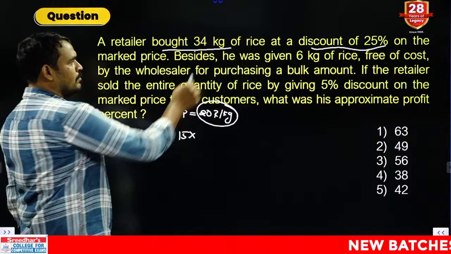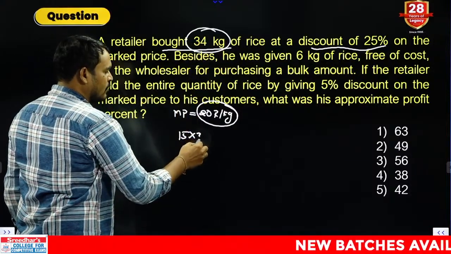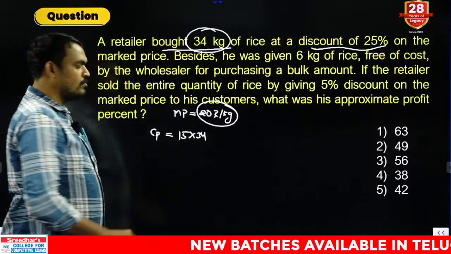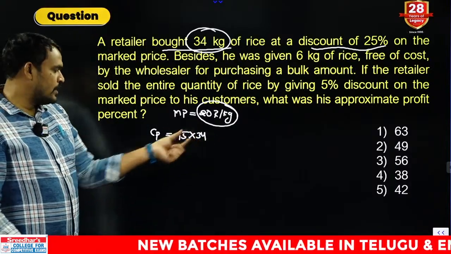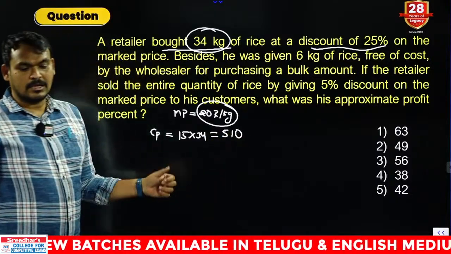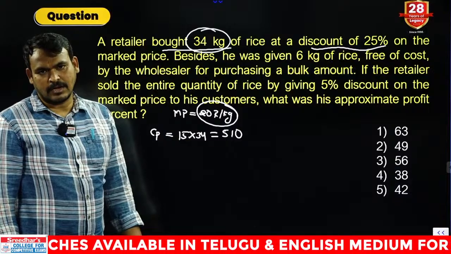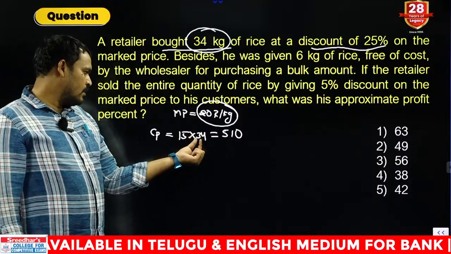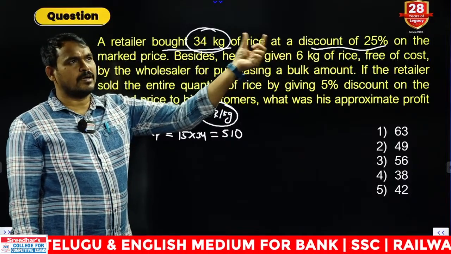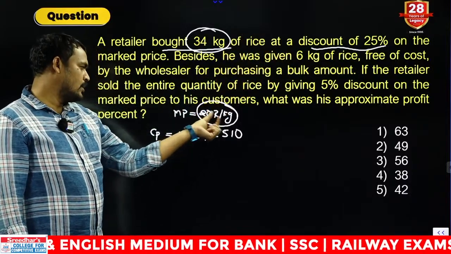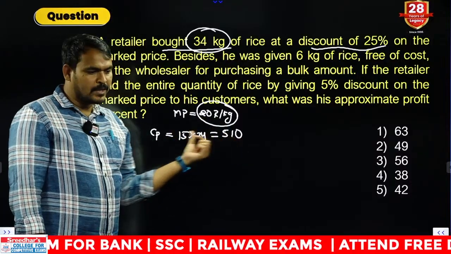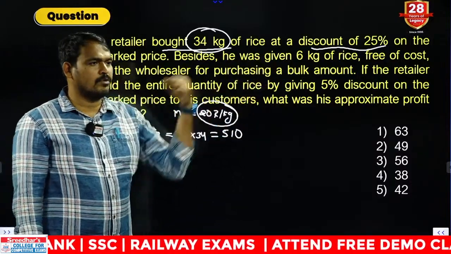15 rupees per kg, but he purchased how many kgs? 34. Then the cost price of 34 kgs is 15 into 34, which is 510. Is 510 the cost price value or selling price value? Cost price. The market price is 20 rupees, the 25% discount is 5 rupees, 20 minus 5 is 15, and 15 into 34 is 510. That is the cost price of the 34 kgs.